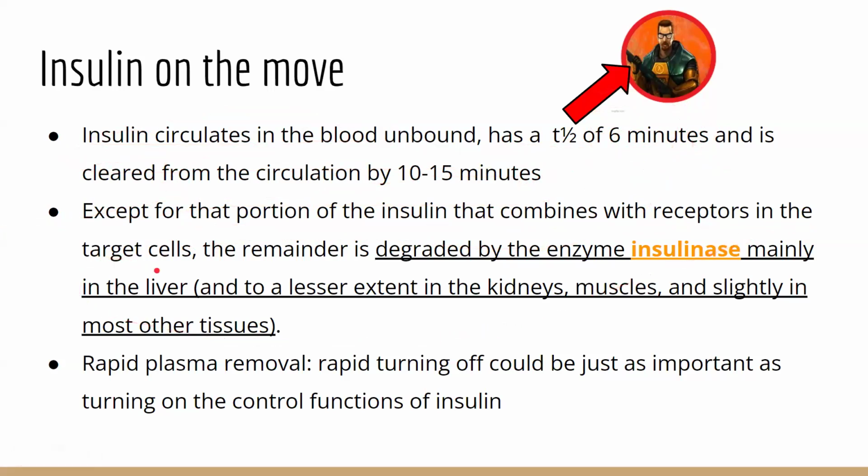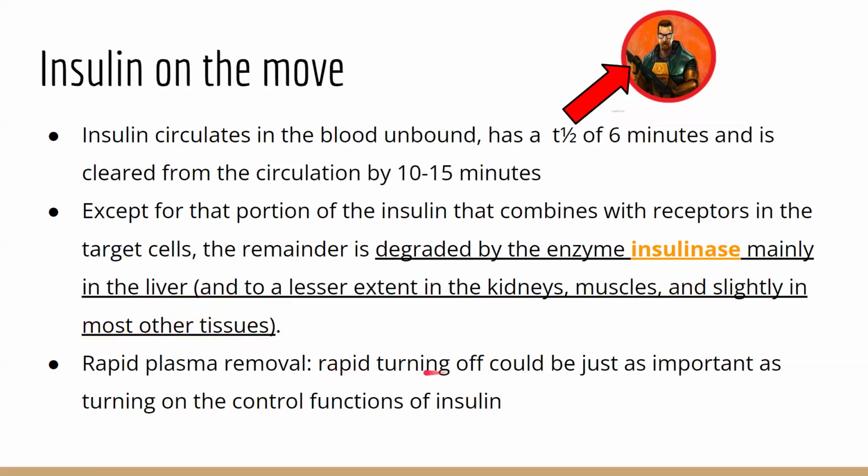So whatever binds to the receptor, and you took this in cell signaling in mole, the receptor for insulin is called tyrosine kinase. Whatever binds to it is going to remain, but the rest of the insulin molecule is going to be degraded. There's an enzyme which is conveniently called insulinase, and that's mainly in the liver, and to a lesser extent in the kidneys, muscles, and slightly in most other tissues. Rapid plasma removal.